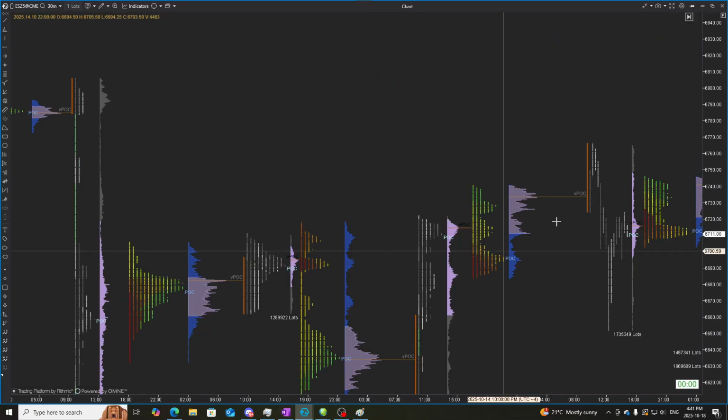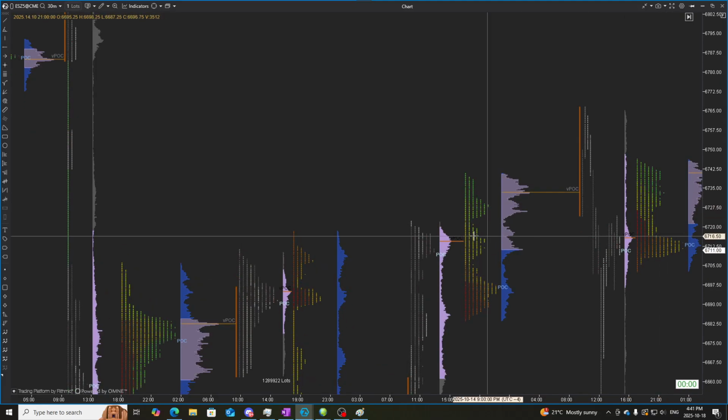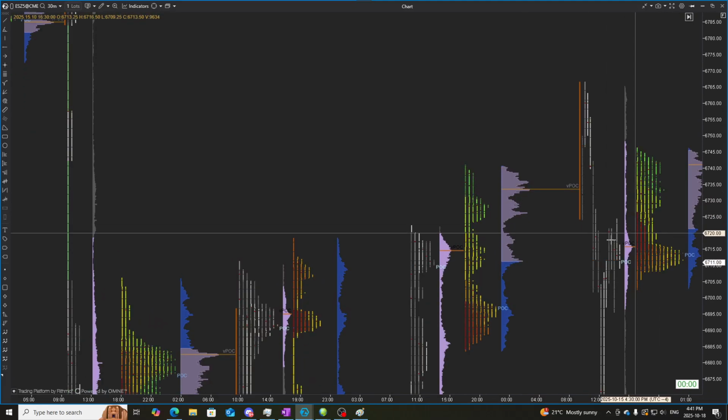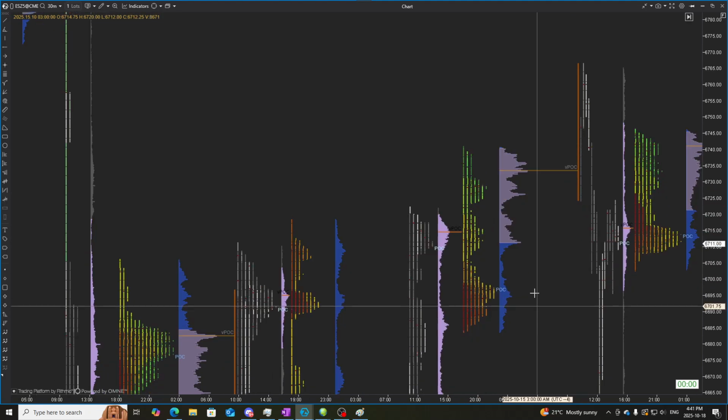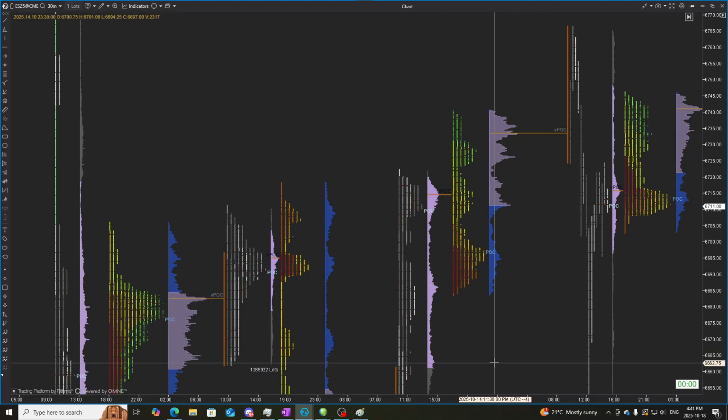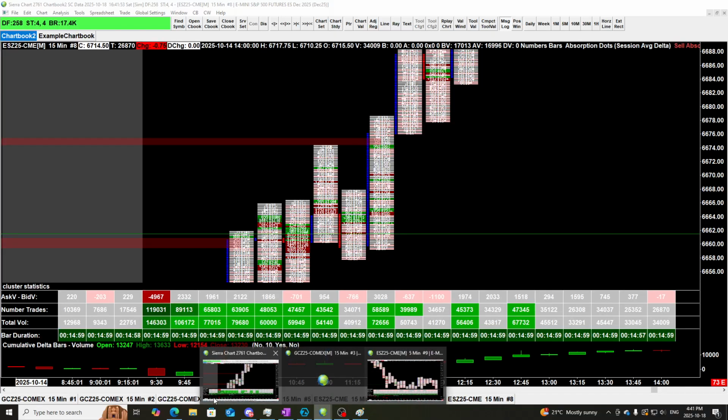Next day we opened imbalanced, so our main plan should have been gap close, gap fill, or gap close, value area fill. Now let's see on the 15 minutes chart.